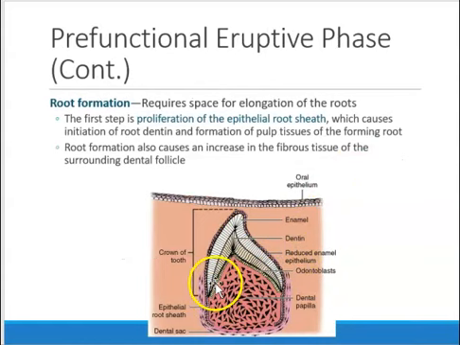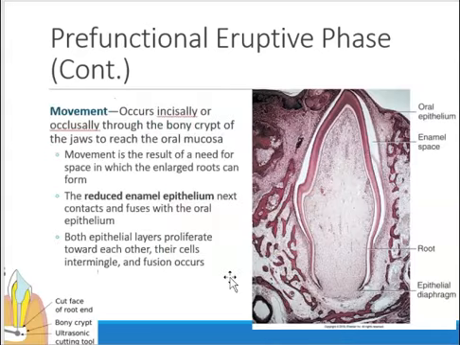So here, the root is going to start to develop, and if you remember from our previous video and class, the epithelial root sheath proliferates, that grows, and it allows the root to get made over here. We get movement. That's another event that happens, where it's starting to move up and up and up.